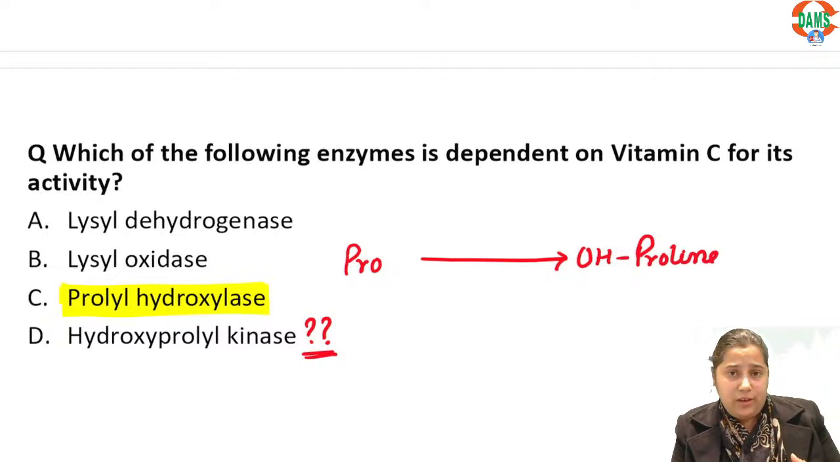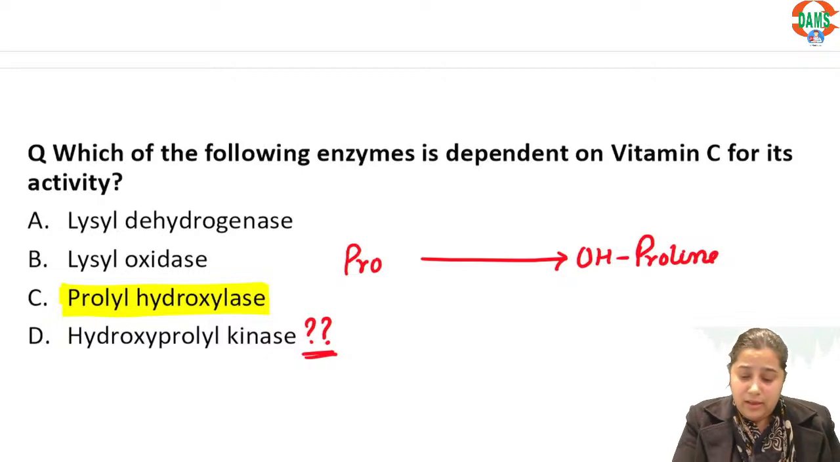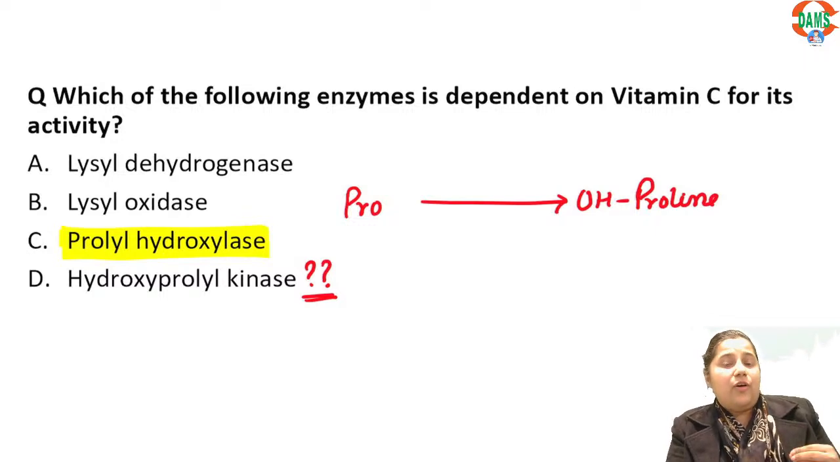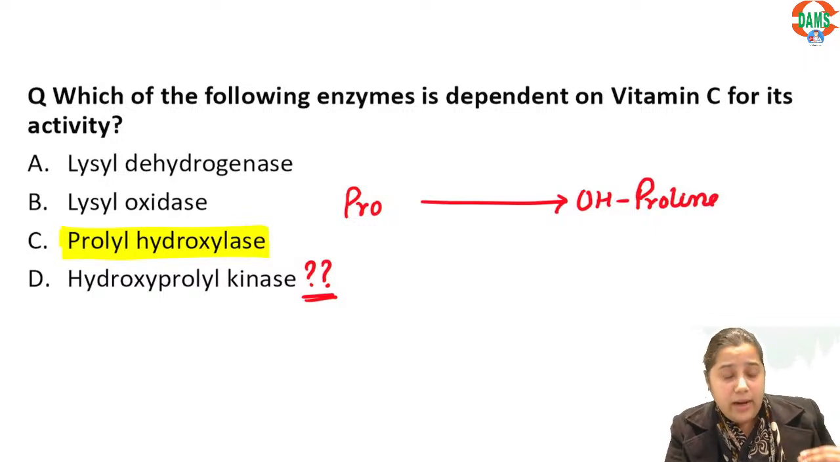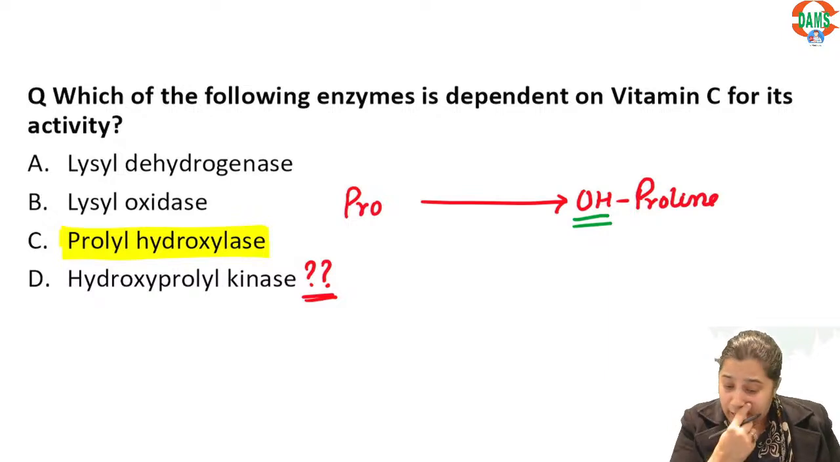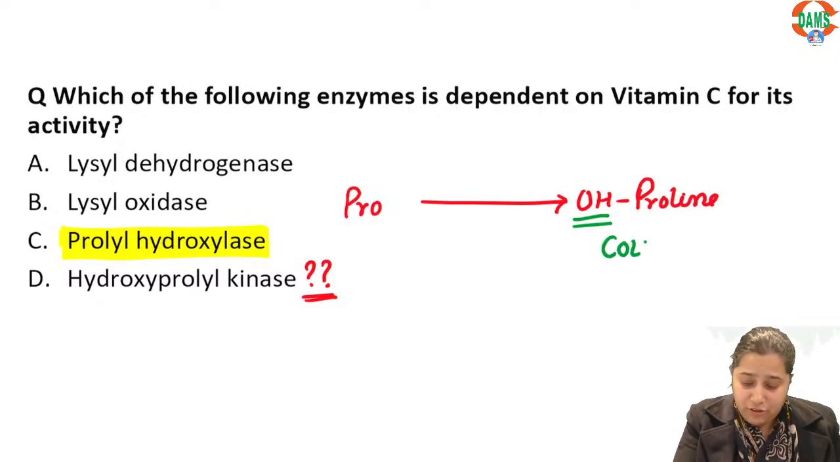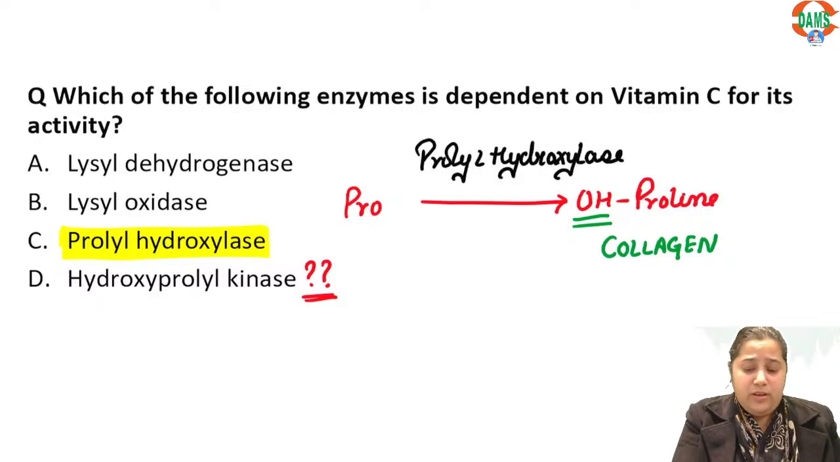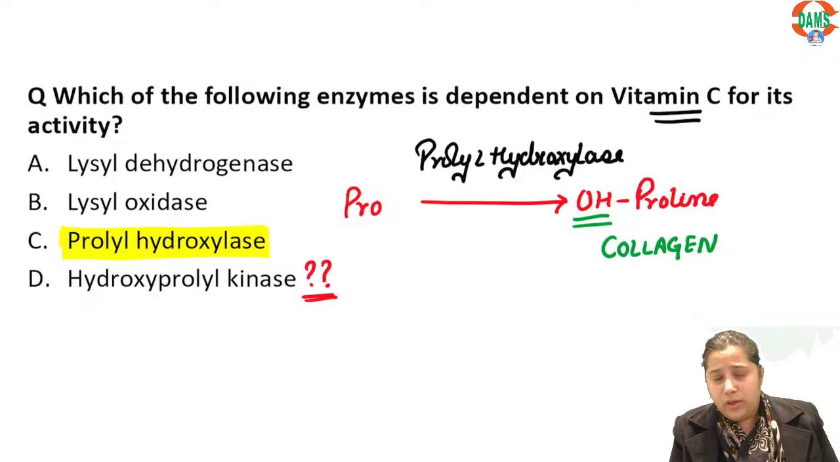It converts proline to hydroxyproline. The more the hydroxylation, the more the stability of collagen. Collagen is stable because of hydrogen bonds, and the more hydroxyproline, the more the stability of collagen. This hydroxyl group is responsible for stability, and this will be seen for collagen. Prolyl hydroxylase is a very important enzyme, and this has been discussed under vitamin C. You can find it under vitamin C.